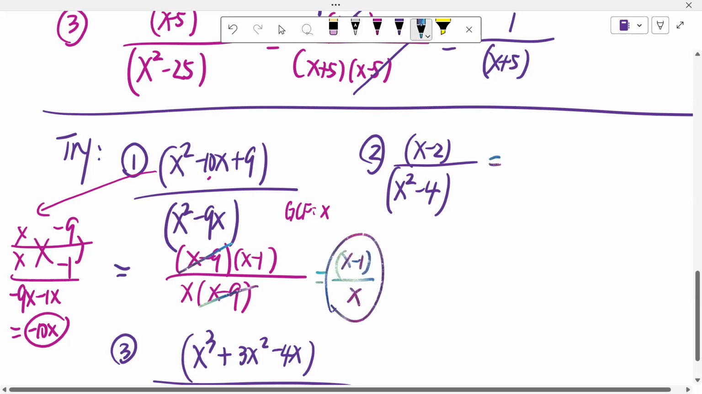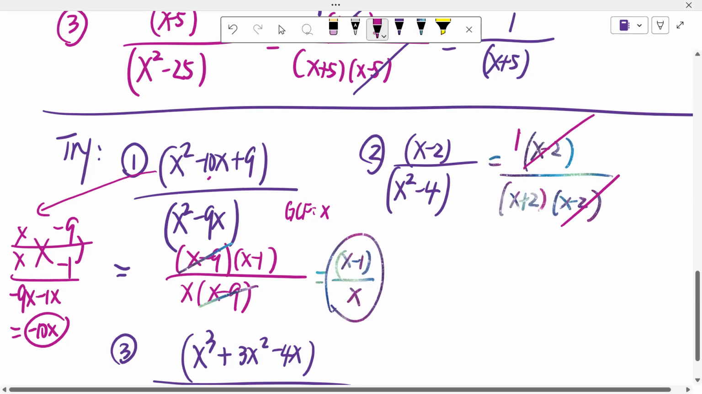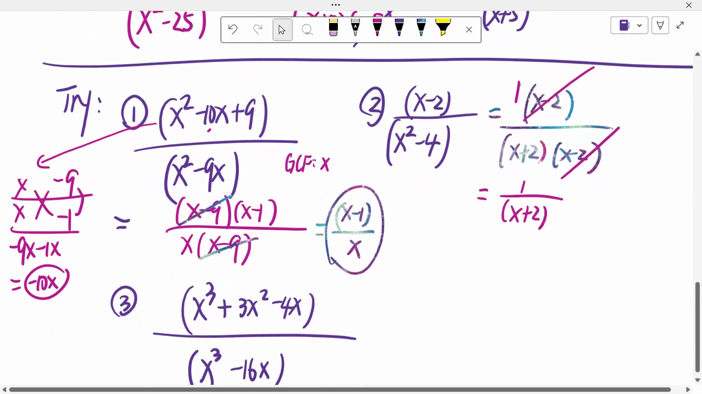Second one, factor the bottom, which is the difference of two squares: (x + 2)(x - 2). Now again, we cancel the common factor and put back the invisible 1. That's very important. So it's 1 over x plus 2. And so that's question 2.